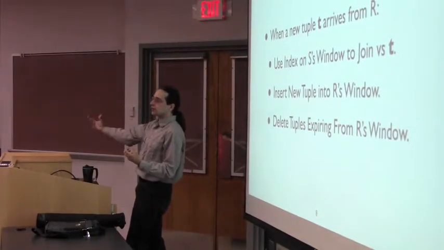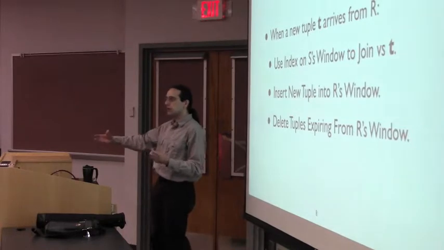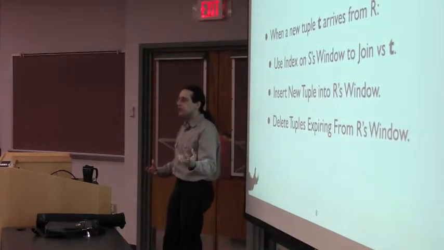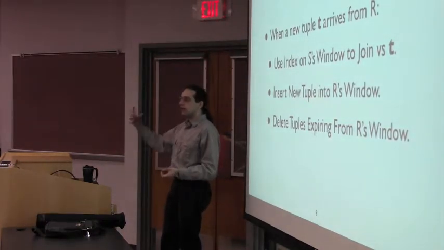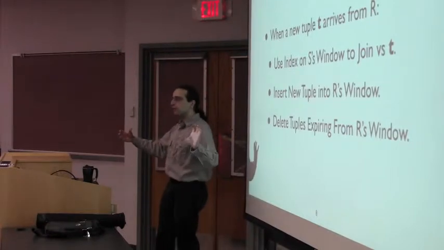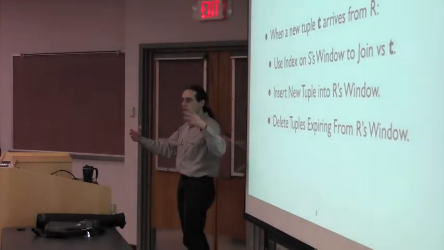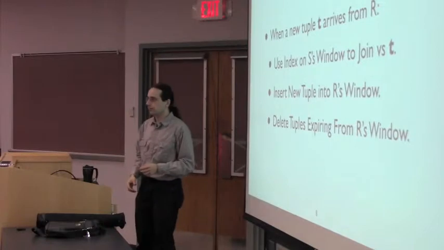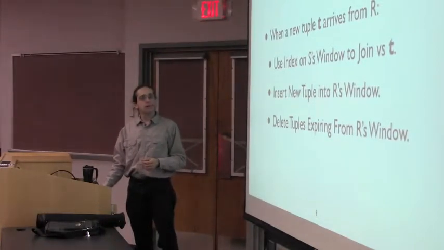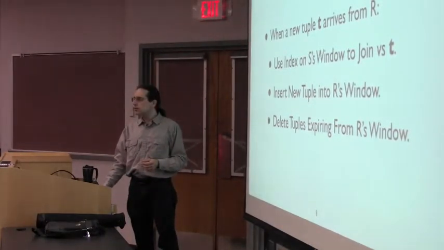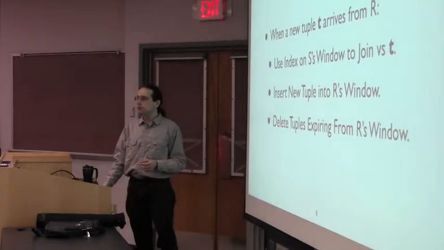So we could build a hash index on one of the two windows. We could build a tree index on the other. We could build a hash index on one. We could just completely skip the index on the other one and do a straight up scan. Does that make sense?